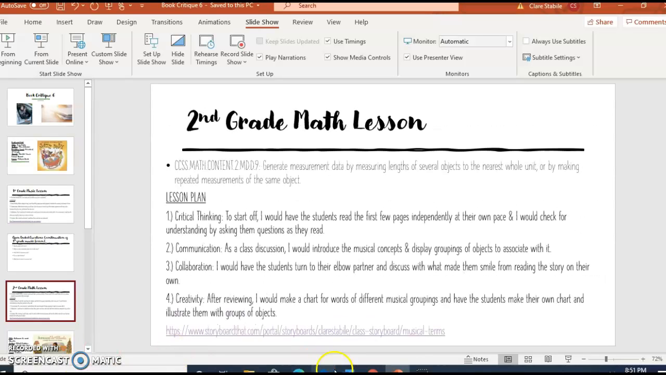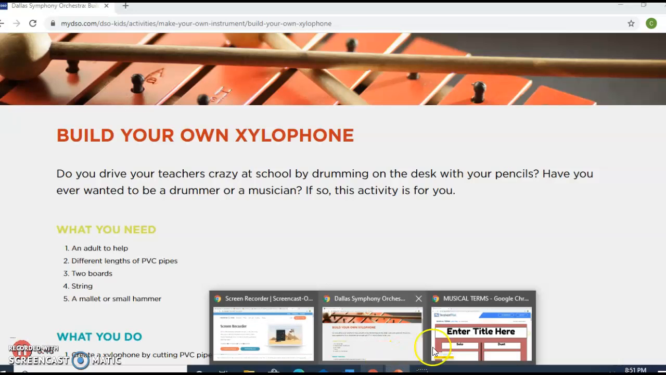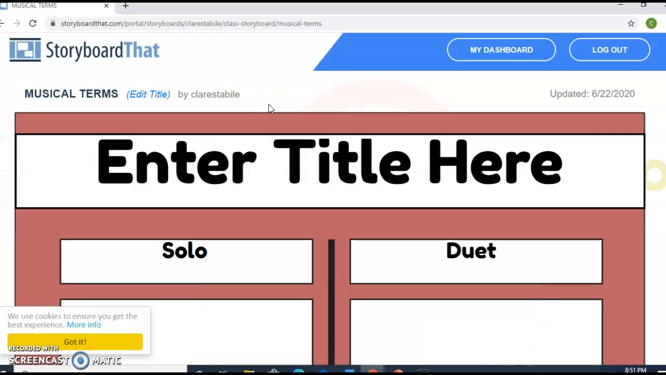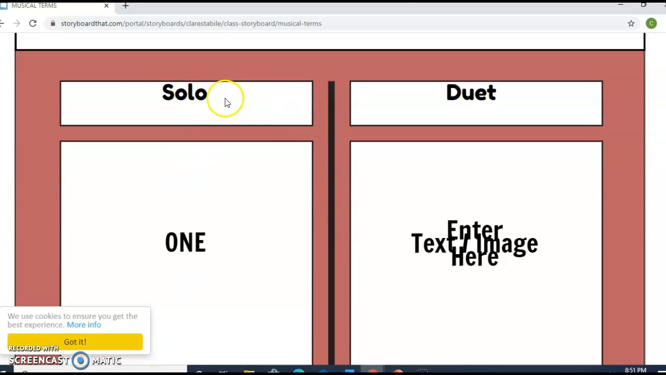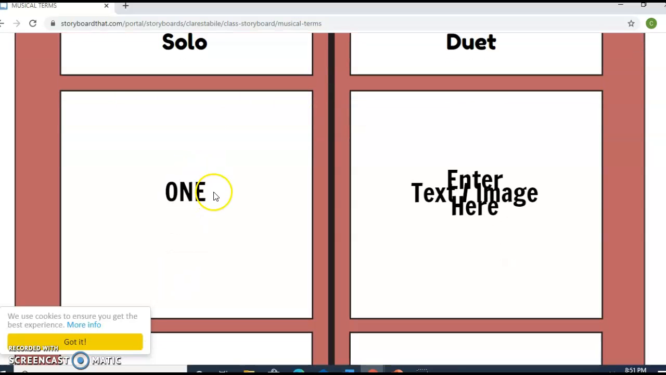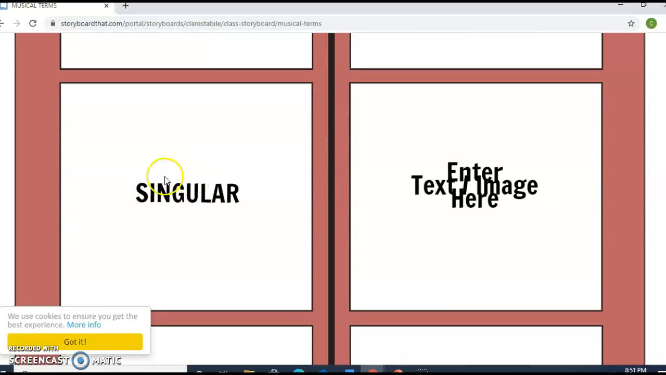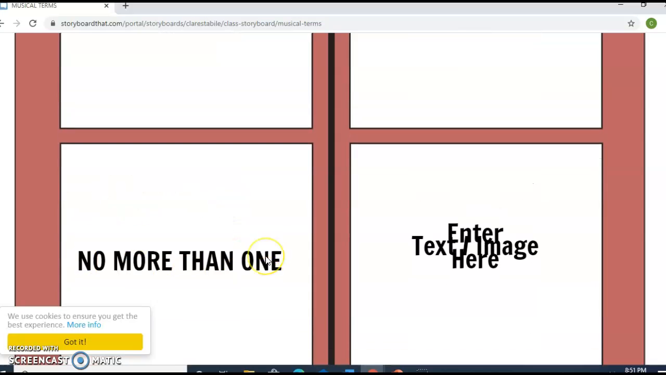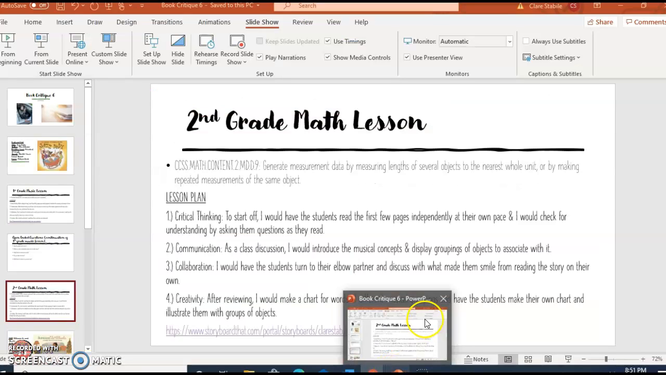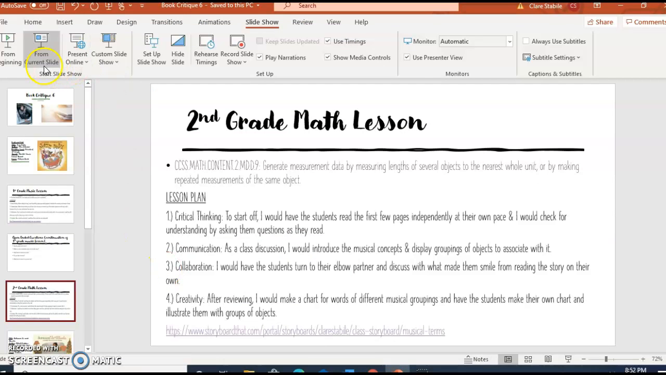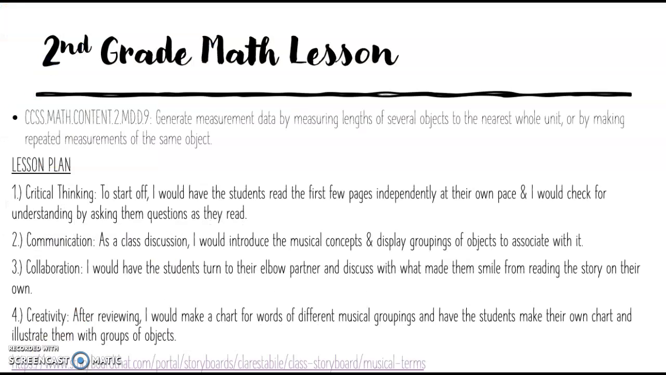So I went ahead on Storyboard and I made this little anchor chart. I just did one column right here. For example, solo, another word would be one, singular, or no more than one. So I just did terms that would help the students relate to what solo or duet really does mean.